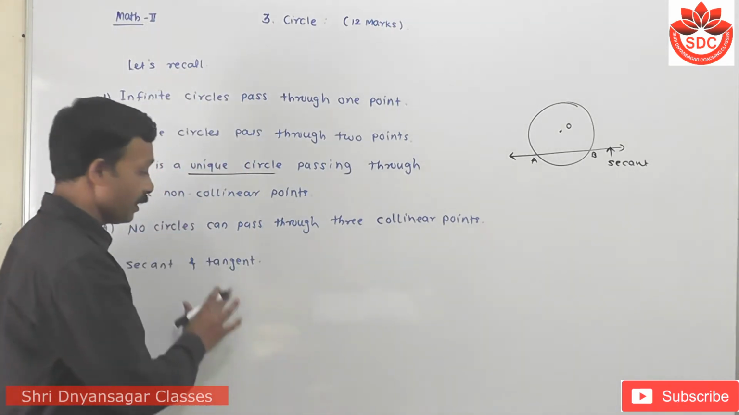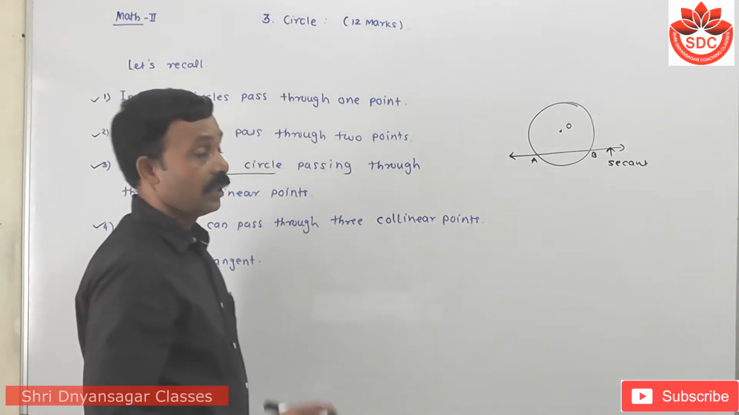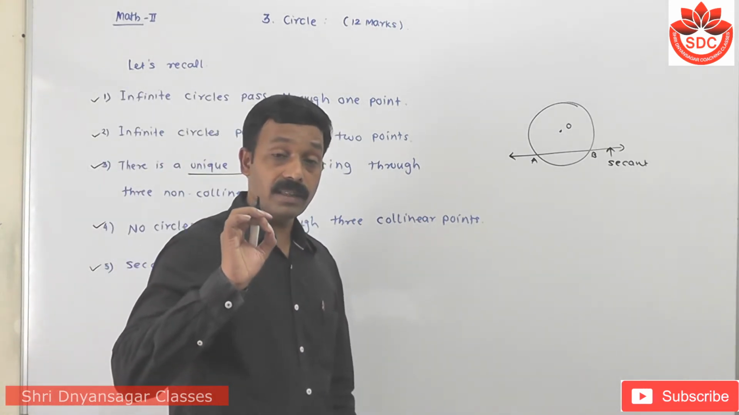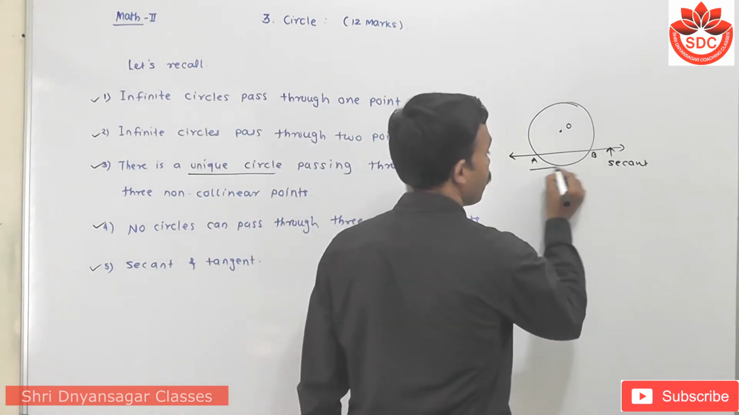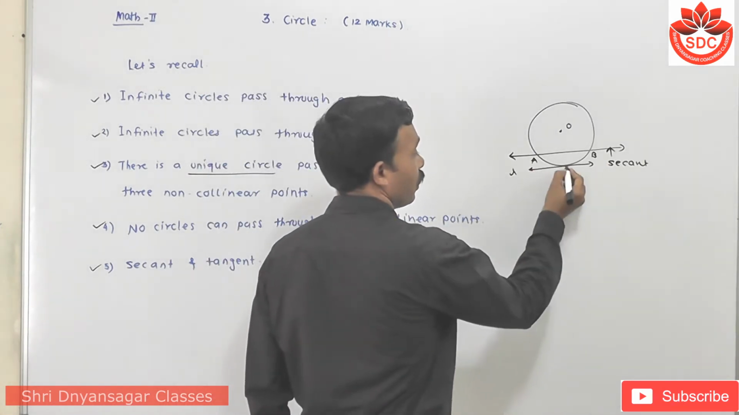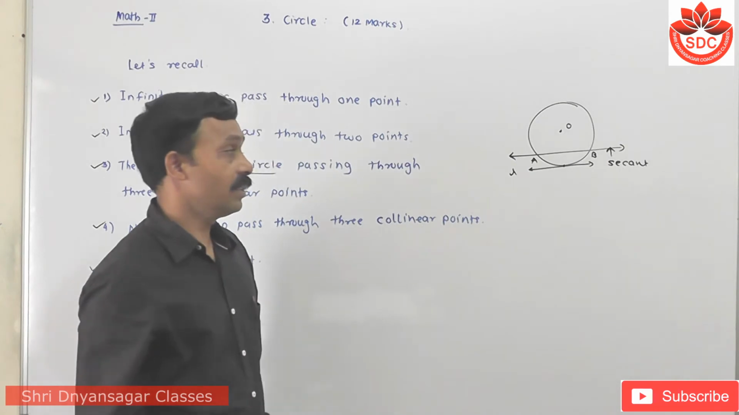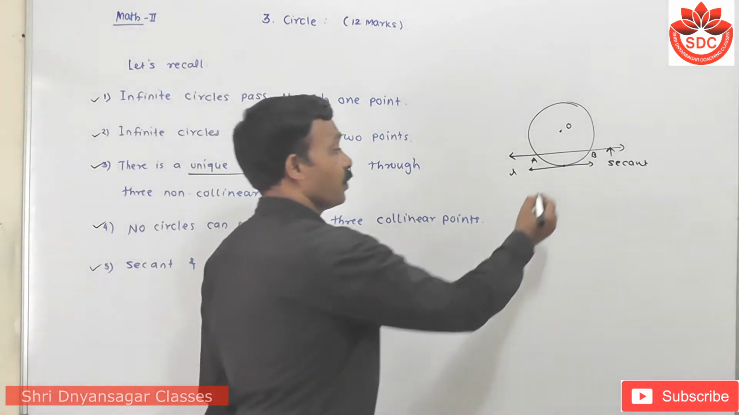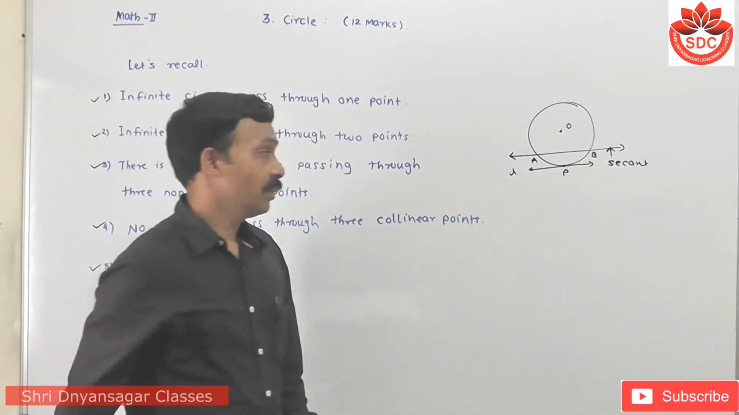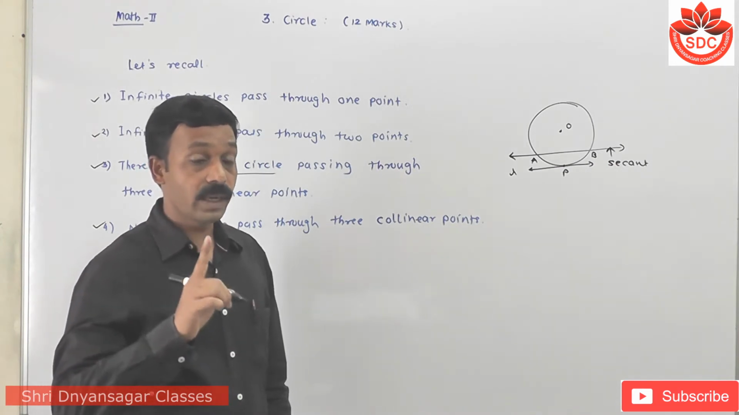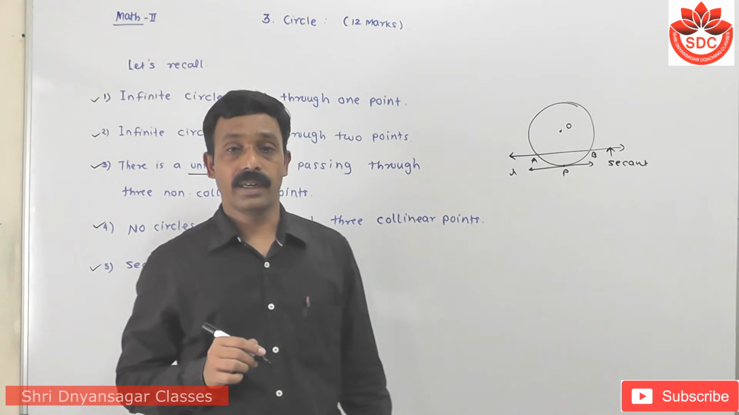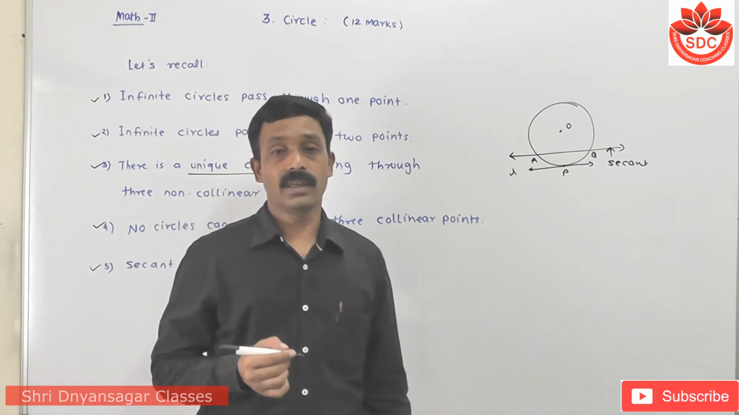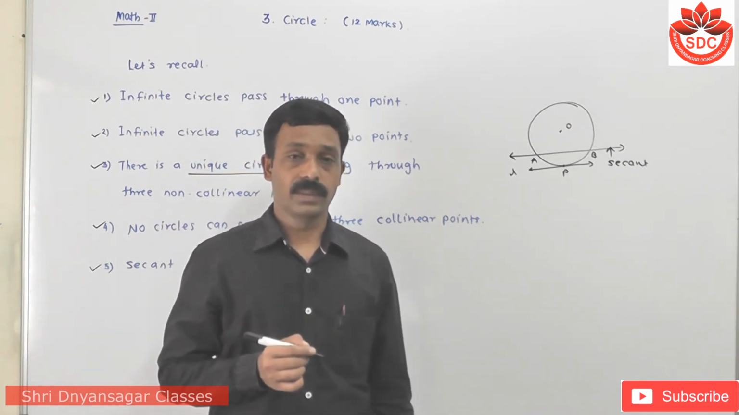Then the next one is the tangent. Tangent means if a line passes through one and only one point of the circle, then it is called a tangent to the circle. Suppose this line L is the tangent to the circle. Suppose this is the point P, meaning this line L passes through one and only one point of the circle, so it is called the tangent to the circle. Now we see the theorems of this chapter.